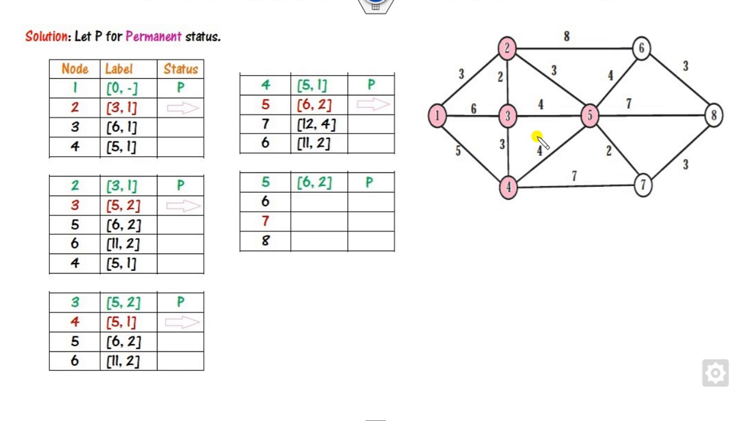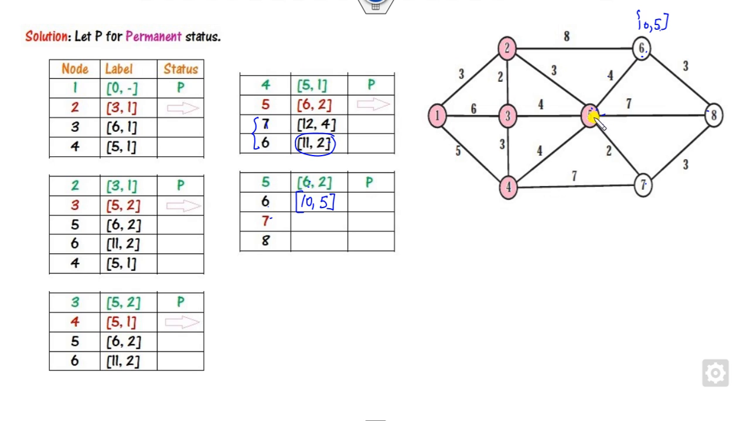You can see here, from the 5 you can go either to 6, or to 8, or to 7. Is there any previous value remaining? No, 6 and 7 are already included. What is the value of 5? 6 comma 2. Now can you find the value of 6? This is my 6 comma 2. 6 plus 4 is 10 comma 5, but the previous value of 6 is 11 comma 2. Which one is the minimum? 10 comma 5 is my minimum, so I can write here.